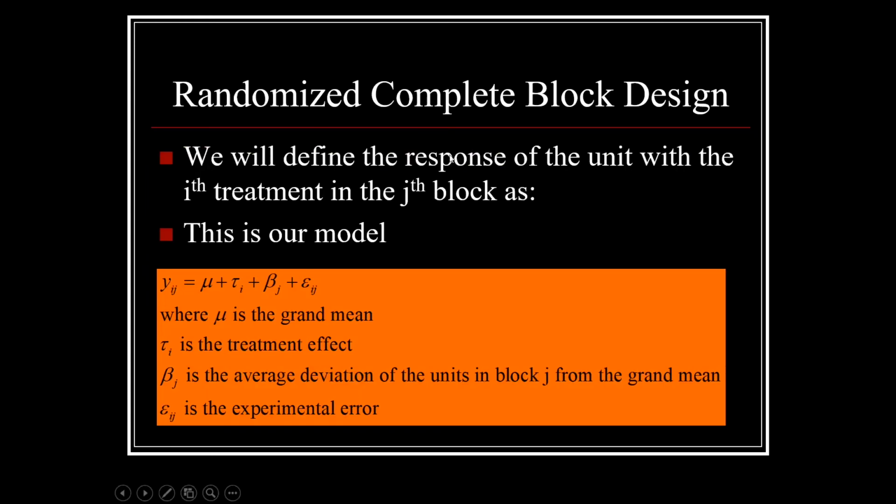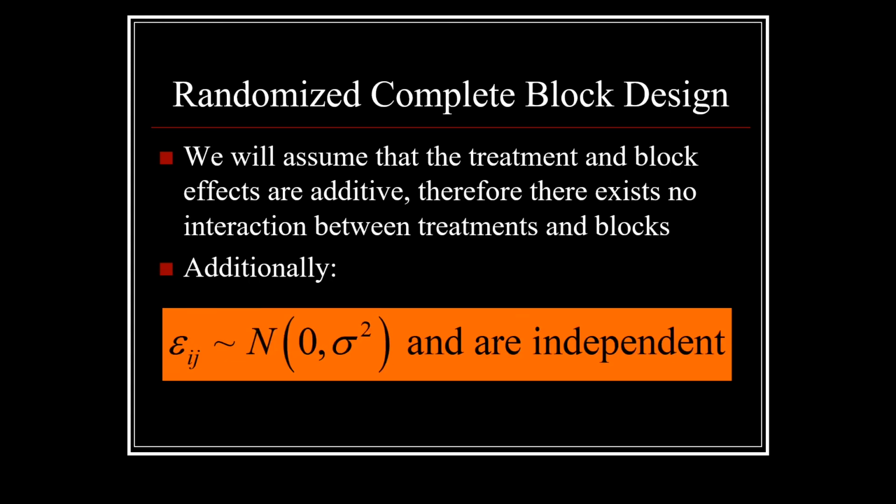Now we're going to define the response of the unit with the ith treatment in the jth block as Yij equals mu plus tau i plus beta j plus epsilon ij. Here mu is the grand mean, tau i is the treatment mean, beta j is the average deviation of units in block j from the grand mean, and epsilon ij is our experimental error. We'll assume that treatment and block effects are additive. This means that there will be no interaction between treatments and blocks. Also, our epsilon ij's, our errors, are distributed normally with a mean 0 and a constant variance, and these are independent.